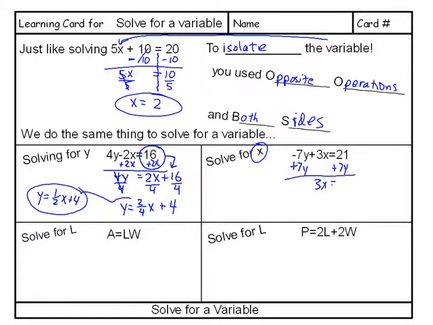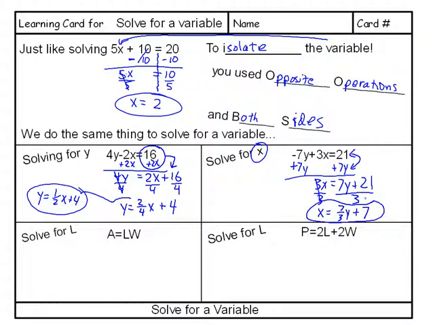Again, these are not like terms, so I can't really combine them. I'm going to say 7y plus 21, or I could have put 21 plus 7y. I prefer to write it in this form, variable first, and then I'm going to divide both sides by 3. That is x equals, well, see how that's 3 for each one of those. So 7/3 y plus, well, 21 divided by 3 is 7. So that's solving it for x.